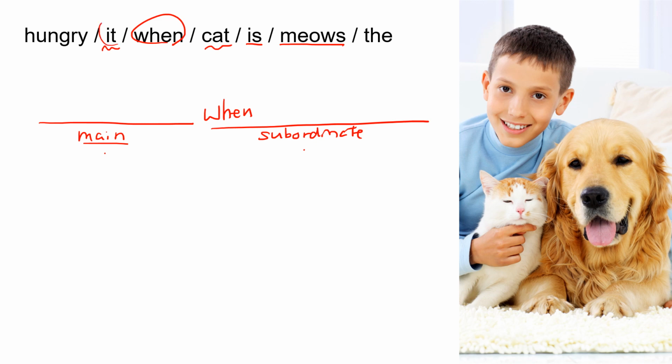And then this is a pronoun. Usually a pronoun doesn't go at the beginning. So let's say it. And then we have cat. So if the cat is the subject, the verb is meows. And then it's specific. The cat meows when it is. And then we have an adjective, hungry. The cat meows when it is hungry. So this is the sentence.